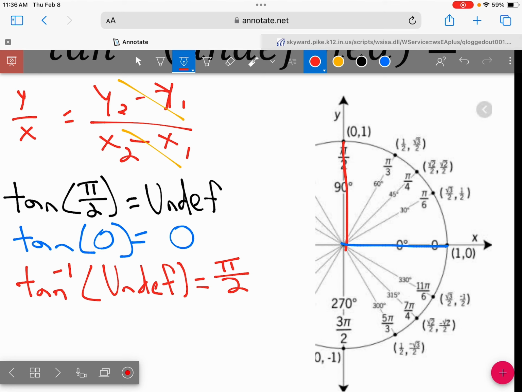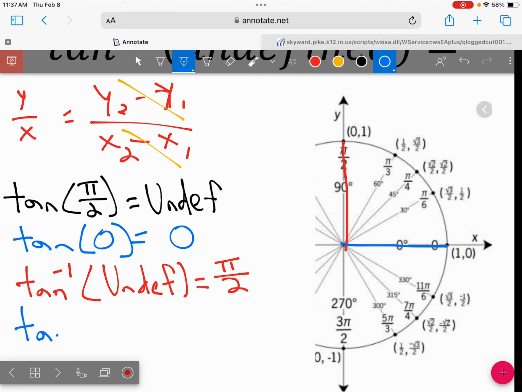The way we can think about this, and it seems like we're giving ourselves more work, but I promise we're not, is when you see inverse tangent, what we're giving to you is the slope. What you need to give to us is the angle measure that makes that slope possible. The only angle measure in our restricted domain that makes undefined possible, or a vertical line possible, is pi over 2.